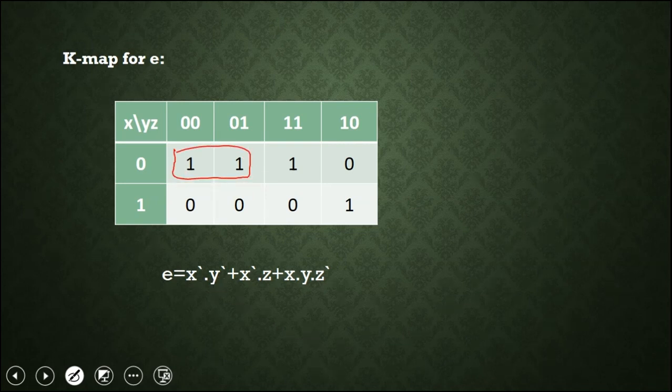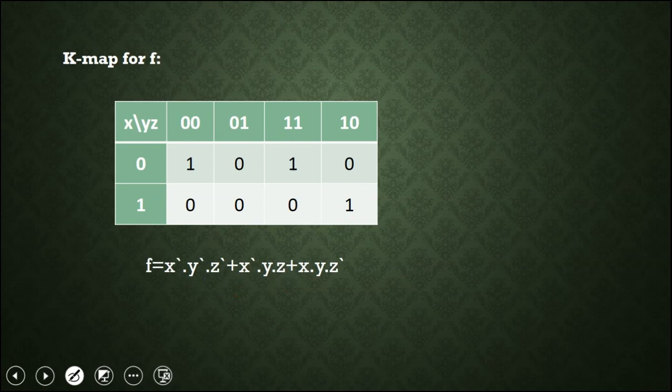This will be the first group for this K map, where the changing bit for this group is Z, so the result is X complement Y complement. This will be the second group, where the changing bit in this group is Y, so X complement Z, as it is mentioned here. Now this is the last one, which we cannot group with any other, so the result is X Y Z complement. Now K map for F.